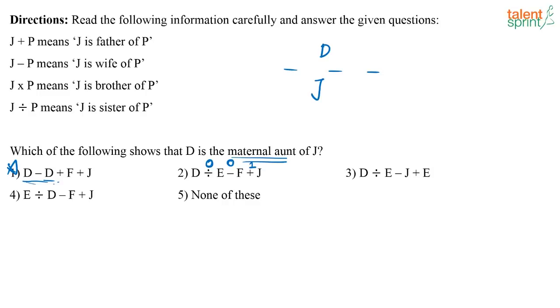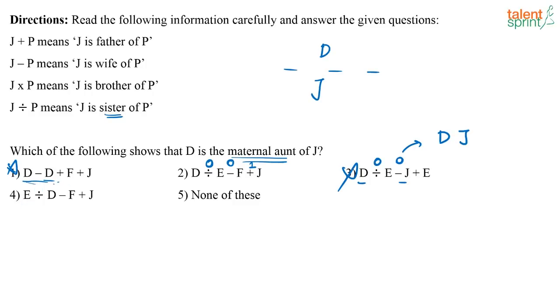Let us look at the third option. Here you have D divided by E. So, D divided by E means both of them are in the same generation, sister, right. Then E minus J, wife. So, again no generation gap. So, if you look at the relationship between D and J, from this statement what I can understand is that D and J belong to the same generation. So, this option is not correct. The answer that I should get should be D is the maternal aunt of J. That means that D has to be 1 generation above J.